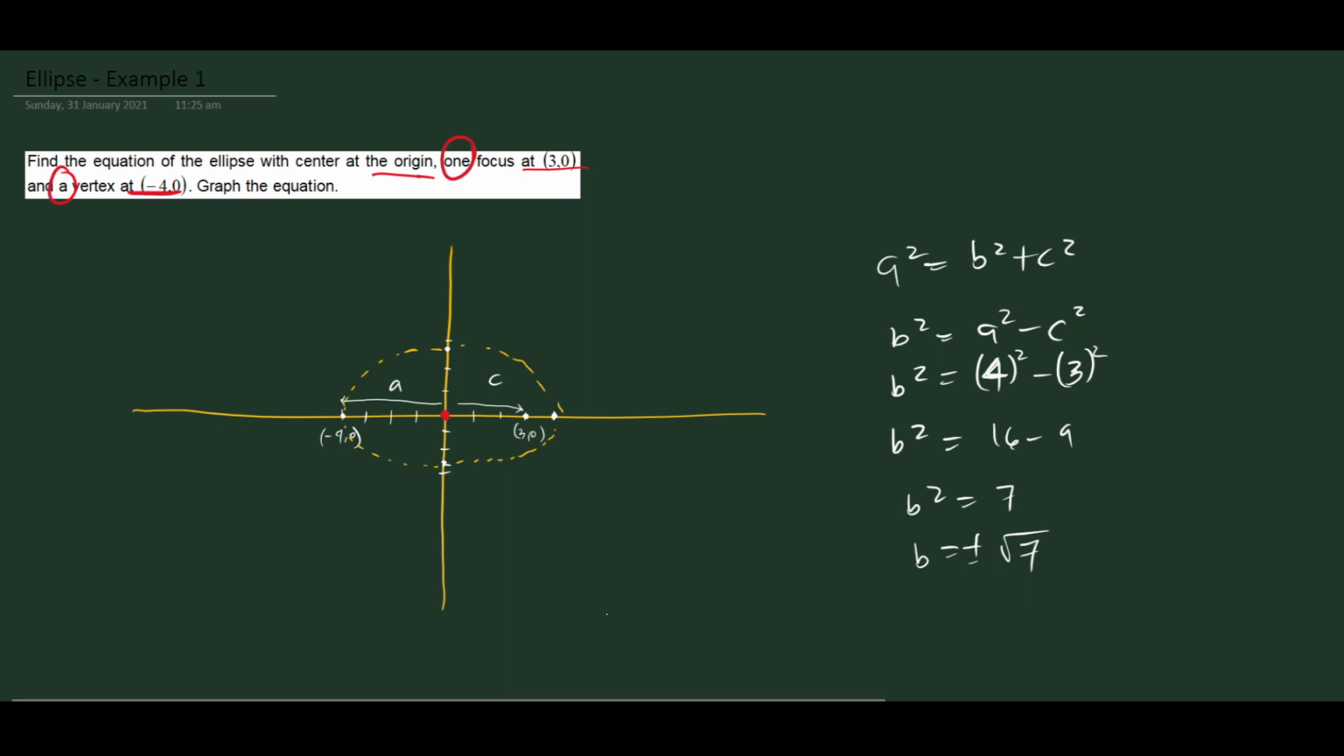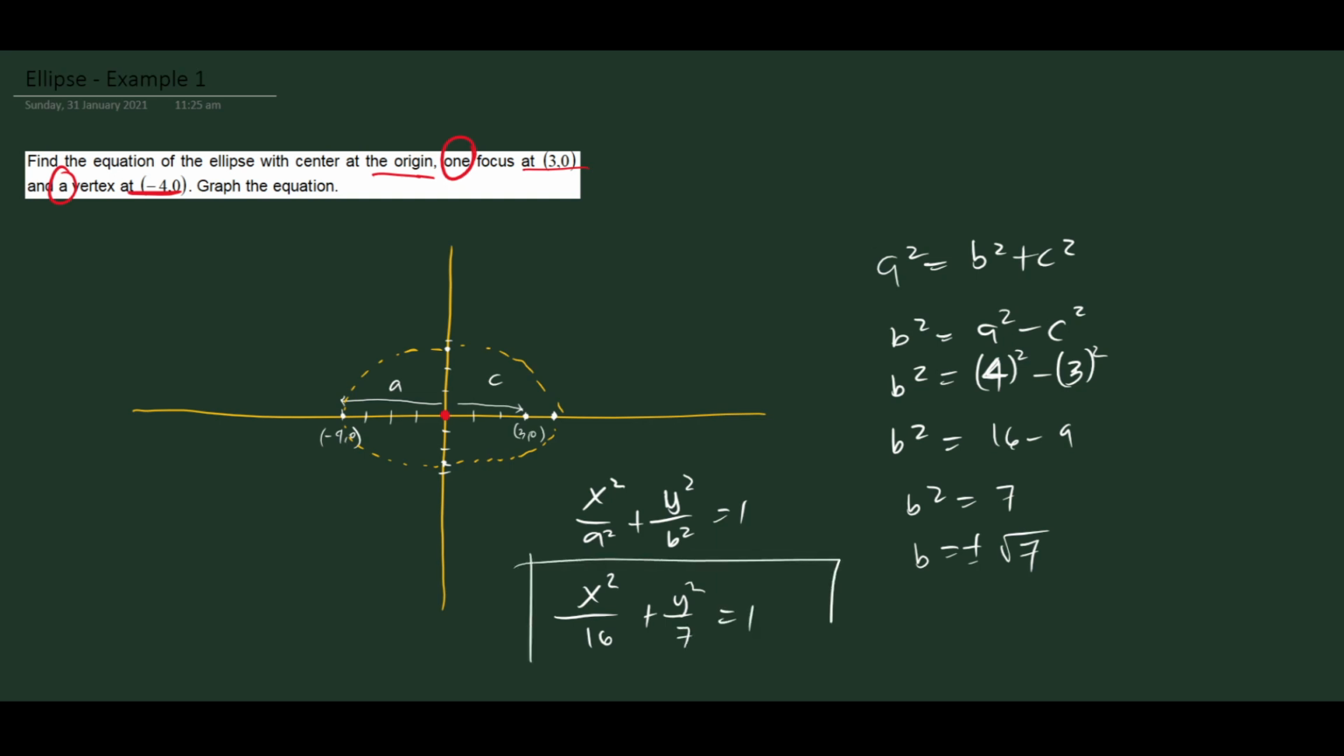Let's write out our equation first. Since our major axis is on the x-axis, you will have x squared over a squared plus y squared over b squared is equal to 1. So what is our a? We have 4, right? So x squared over 16 plus y squared over b squared, which is actually, if we square the square root of 7, we get 7, is equal to 1. So there is our equation.